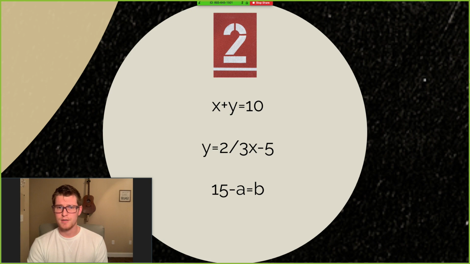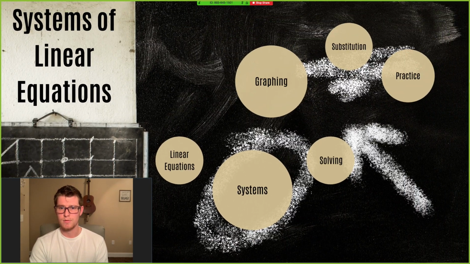So finally, linear equations have two variables. Again, here are three examples. Take just a moment to look at them and see which ones you think would qualify as linear equations. Okay, we have x and y in the first example, x and y in the second, and a and b in the third. So all three of these, because they have two variables, their graphs would be a straight line, and they contain equal signs, are considered linear equations.